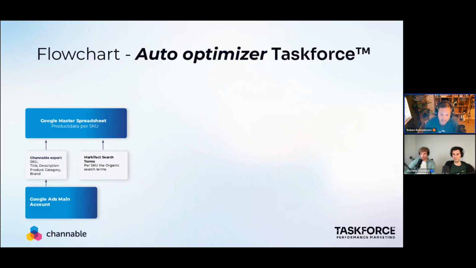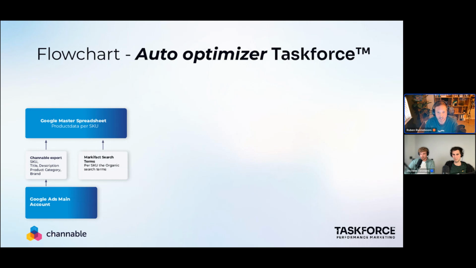So basically, to solve all these question marks, we created this process. We started by pulling data from the existing product feed that's connected to our main Google Ads accounts. In this case, we have 2 Google Ads accounts, one main account and one test account. So we export all the relevant attributes from the product feed into our master spreadsheet.